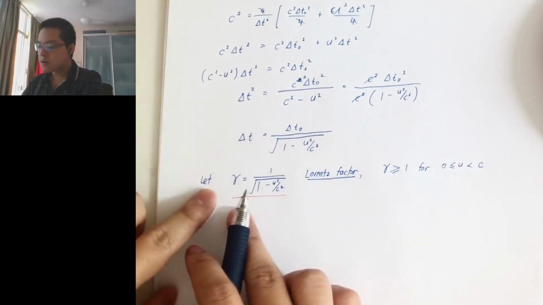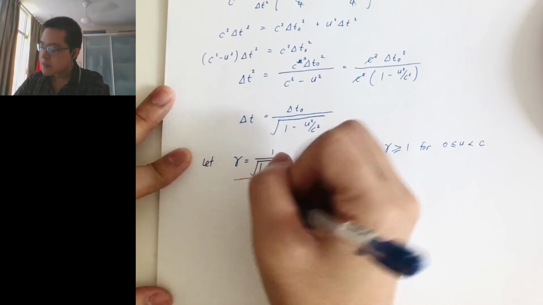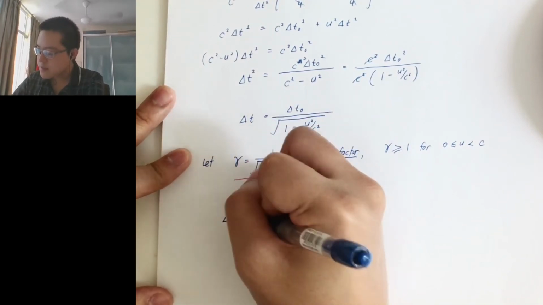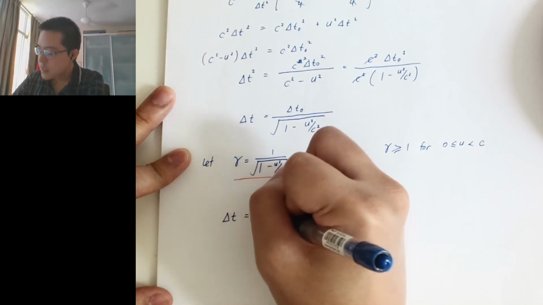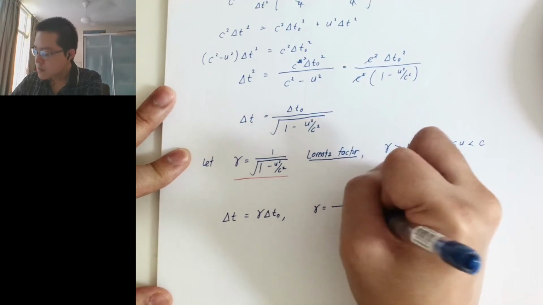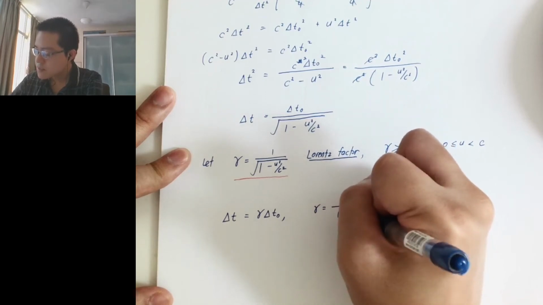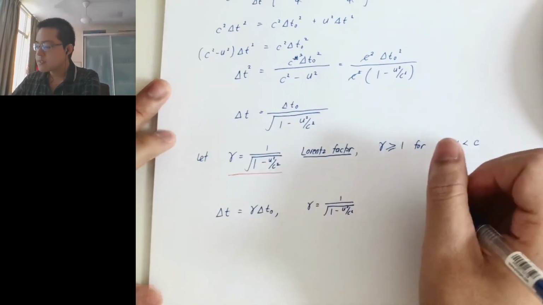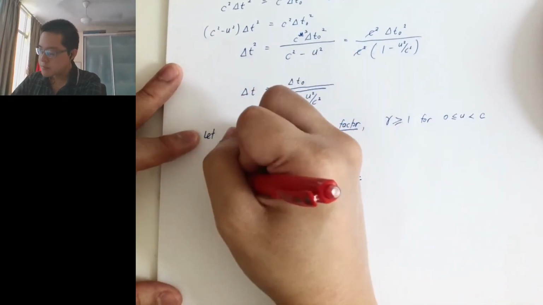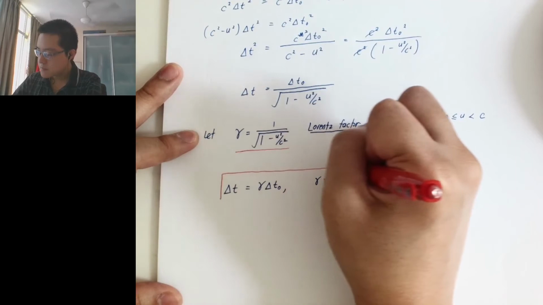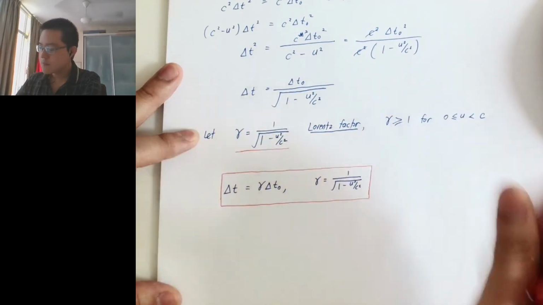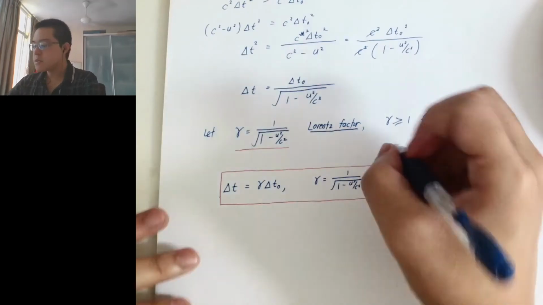Since I call this the Lorentz factor gamma, we are just going to call this formula delta t is equal to gamma delta t0, where gamma is just 1 over the square root of 1 minus u squared over c squared. Okay, so this is our time dilation formula. So yeah, this is our time dilation.